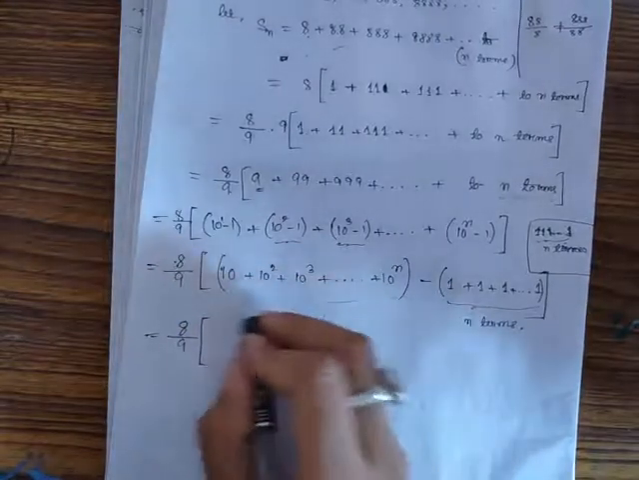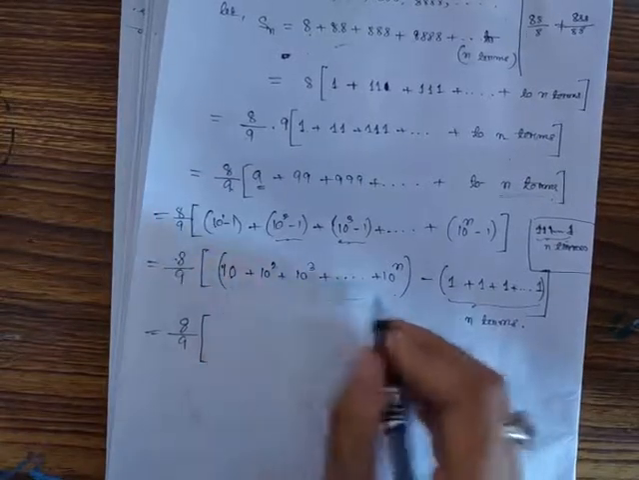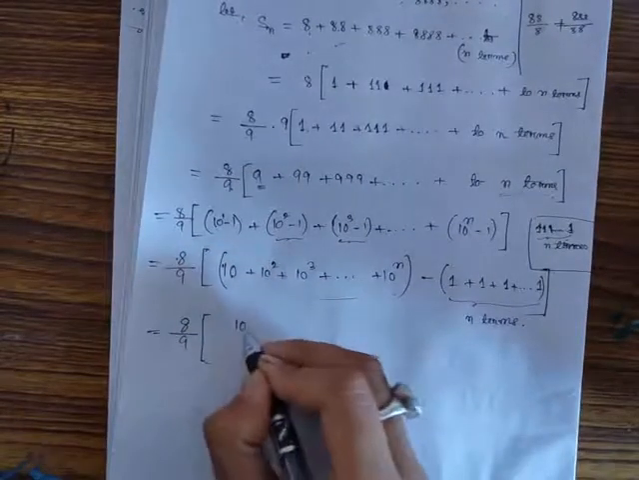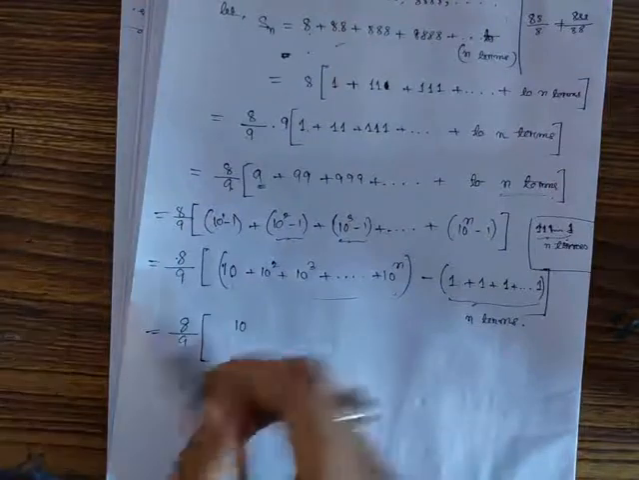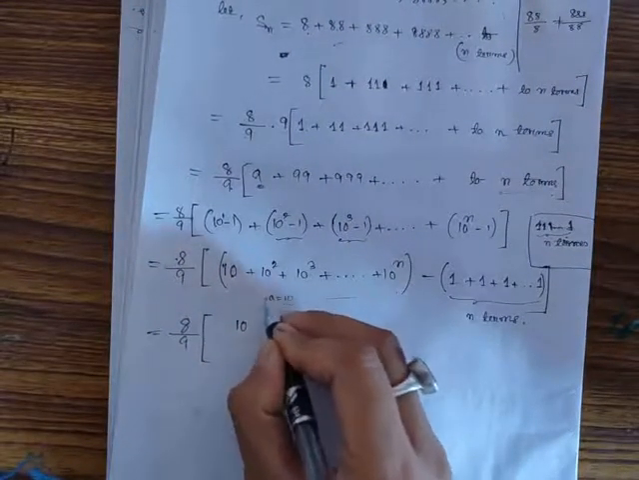So GP series, the GP series of first term 10. So in this GP series your first term is what, 10. This is the ratio, 10 square. GP series first term 10.